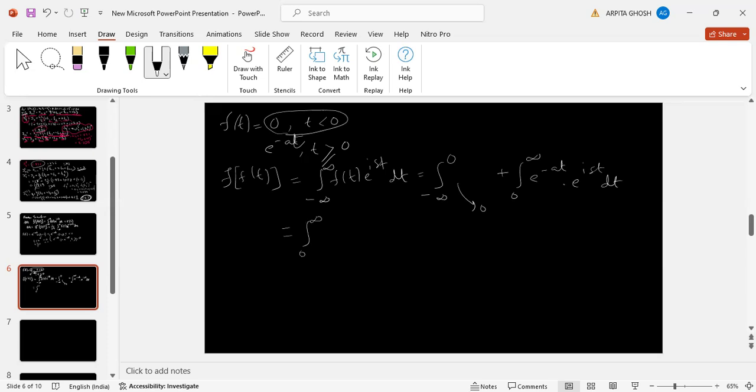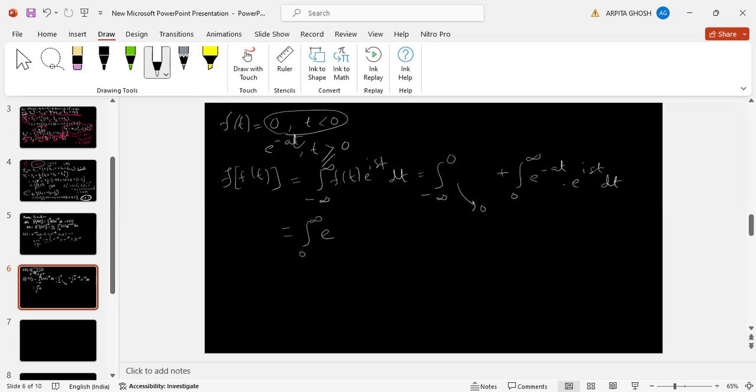Now the range is positive, 0 to infinity. And we know that e to the power infinity is infinity, whereas e to the power minus infinity is 0. E to the power 0 is 1. There is no problem in it. But e to the power infinity is infinity, so we will try to avoid this if possible.